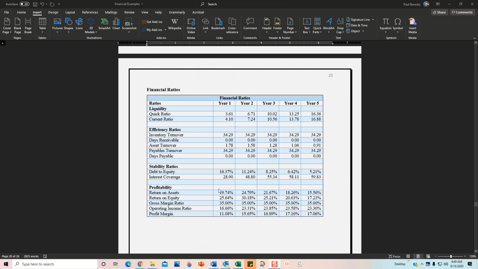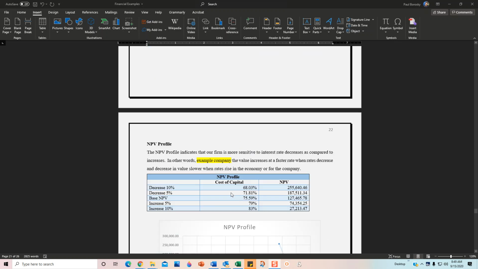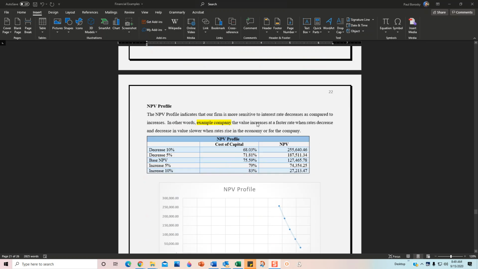From there, we go ahead and we talk about some different financial ratios. Your financial ratios may be liquidity ratios, efficiency ratios, equity ratios, and then also your profitability ratios as well. Once that is complete, your NPV profile, it's going to go ahead and just include a brief summary of what's going on with your NPV profile. In this particular example, what I do is I increase your cost of capital 10% and decrease the cost of capital 10% just to see what happens to your net present value.